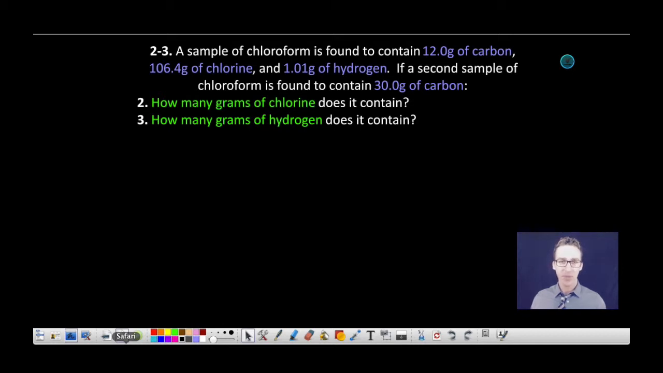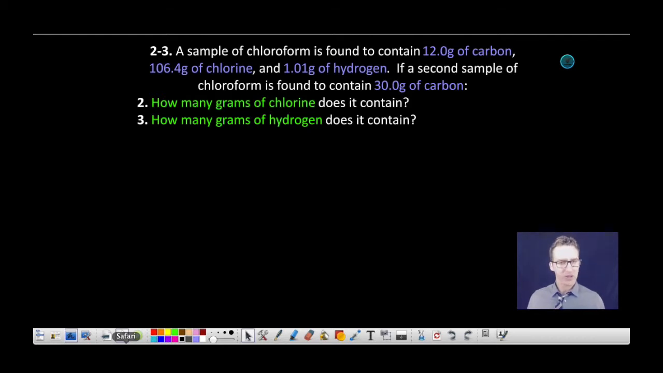Two-parter here. It says a sample of chloroform is found to contain 12.0 grams of carbon, 106.4 grams of chlorine, and 1.01 grams of hydrogen. If a second sample of chloroform is found to contain 30 grams of carbon, question 2 asks how many grams of chlorine does it contain, and question 3, how many grams of hydrogen does it contain?